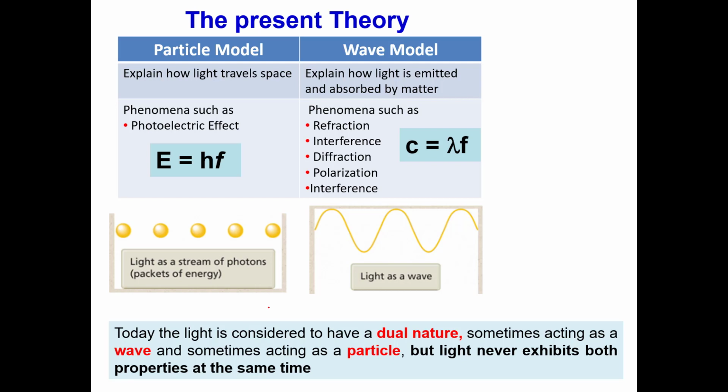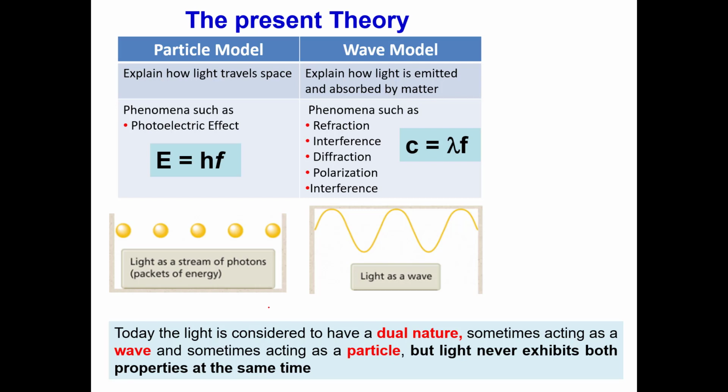Finally, what is the present theory about the nature of light? We have two models, the particle model and the wave model. The particle model explains how the light travels in space. Also, if we consider the particle model, we can explain phenomena such as the photoelectric effect. If we consider the light as a wave, then using this model it is possible to explain how the light is emitted or absorbed by matter. Also, it's possible to explain phenomena such as refraction, interference, diffraction, and polarization.